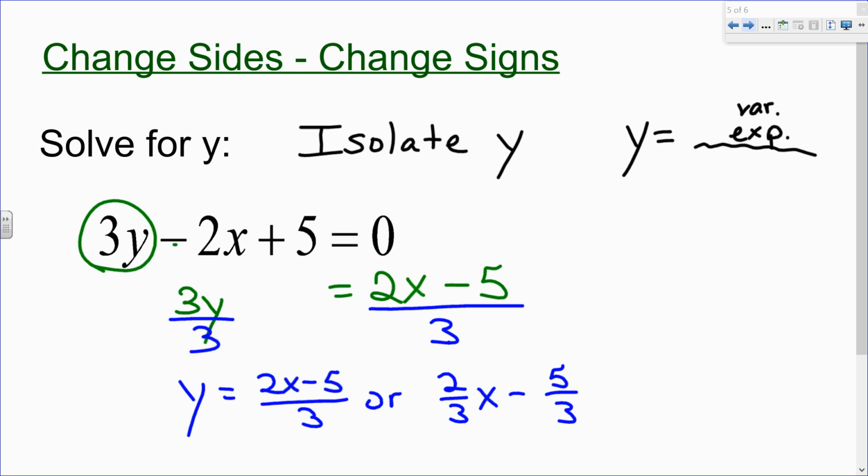If we were doing a line and we wanted to have y equals mx plus b form, we'd probably want to do this second way, so we could say that the slope's 2/3 and the y-intercept is negative 5/3. We'll review that in a lesson coming up before too long, but just sometimes it makes more sense to actually go ahead and separate that. Anybody with questions on that?